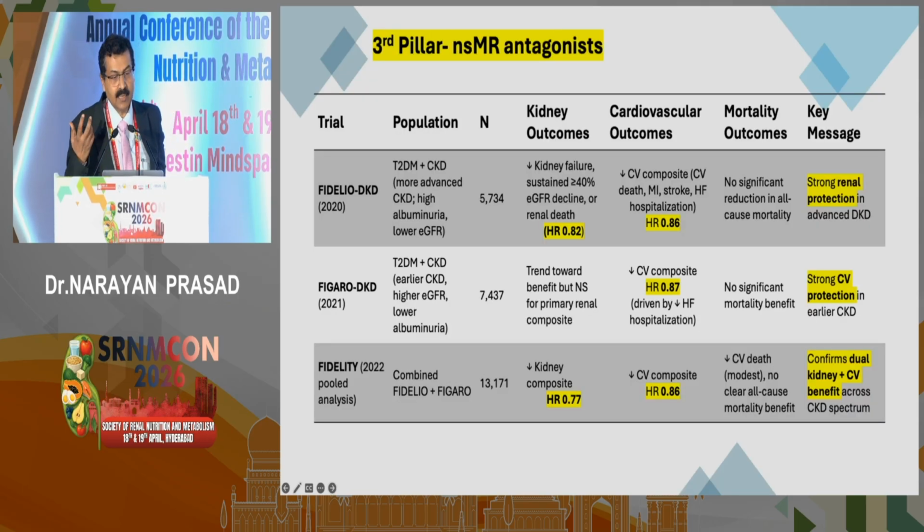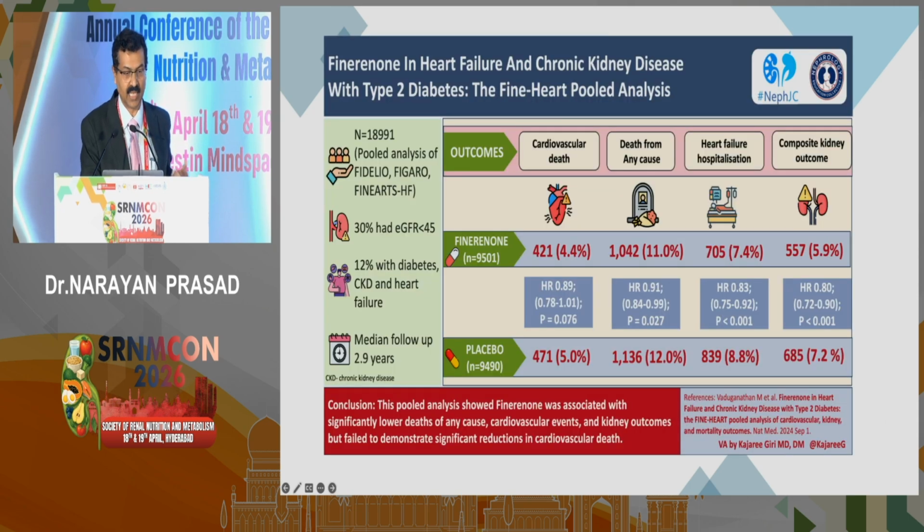Third important pillar, non-steroidal mineralocorticoid receptor antagonist. Three important studies in our hand, FIDELIO, FIGARO and FIDELITY. FIDELITY is the combination of both studies, a population of more than 13,000 patients. Again you see composite kidney outcome reduction with hazard ratio of 0.77, cardiovascular outcome protection with hazard ratio of 0.86. So, this has all been based on strong evidence, but this needs to be used in day-to-day practice.